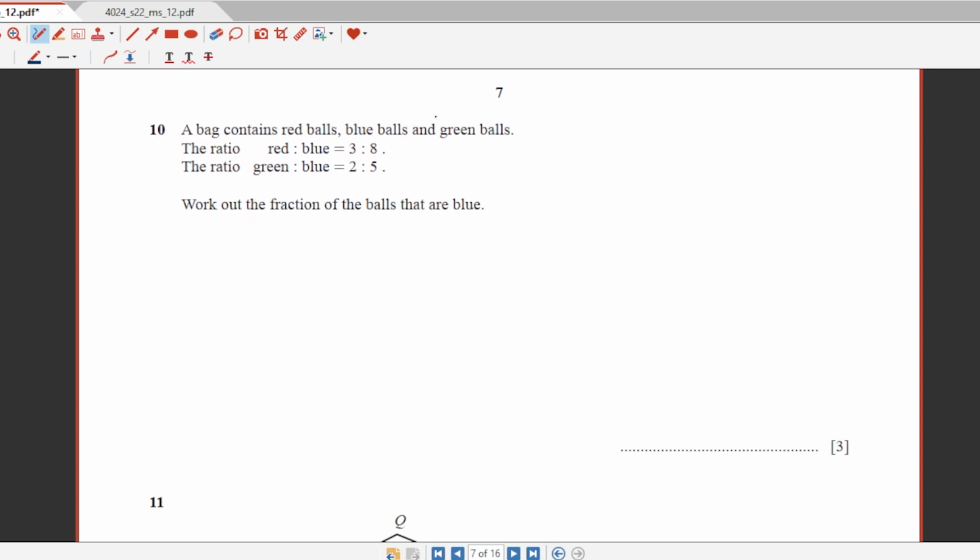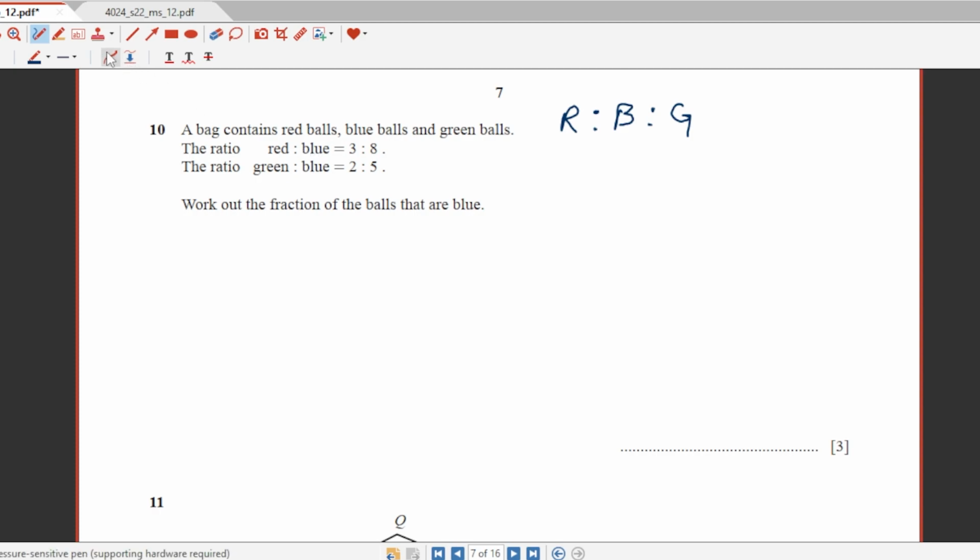A bag contains red balls, blue balls and green balls. The ratio of red to blue is 3 to 8 and the ratio of green to blue is 2 to 5. Work out the fraction of the balls that are blue. Here there are three things: red, blue and green. First of all, we need to find a continuous ratio, the ratio that relates all three quantities in a single ratio.